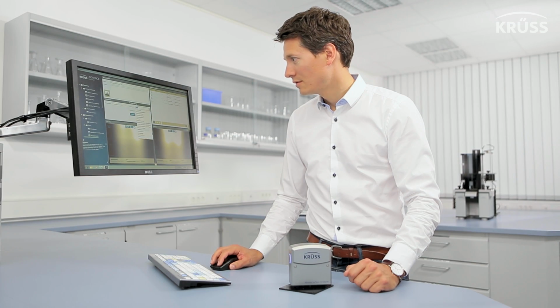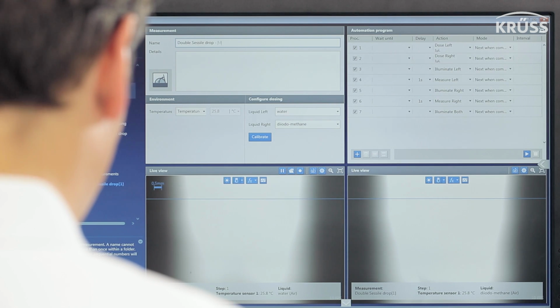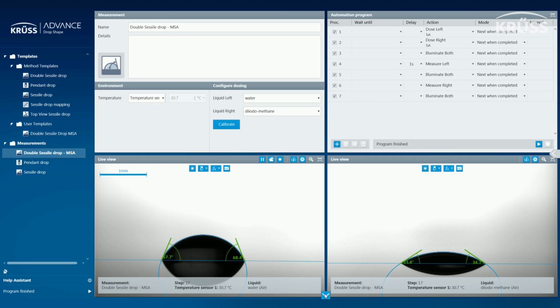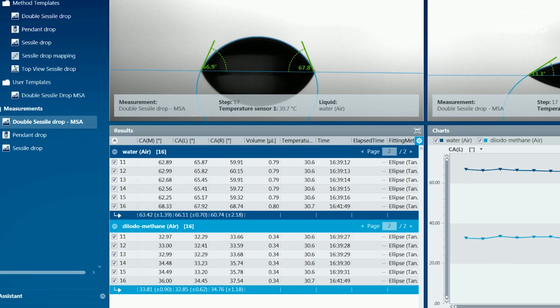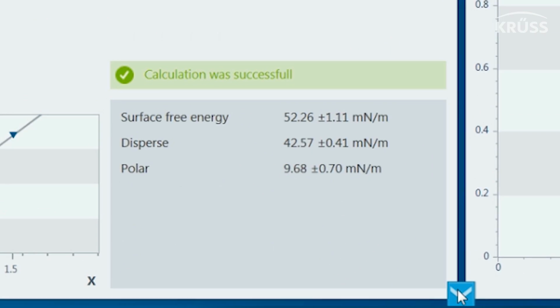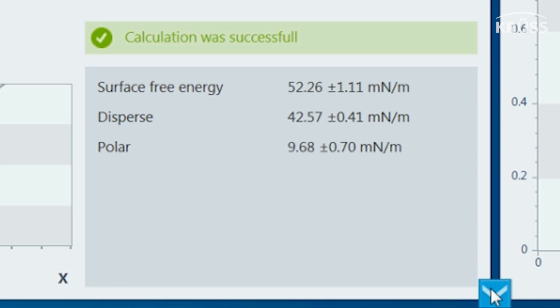But at least half of the innovation lies within the software, Advance. The clearly designed user interface follows the workflow of an analysis, from dosing 2 parallel drops, followed by the direct analysis of the contact angles, right through to the surface-free energy results.